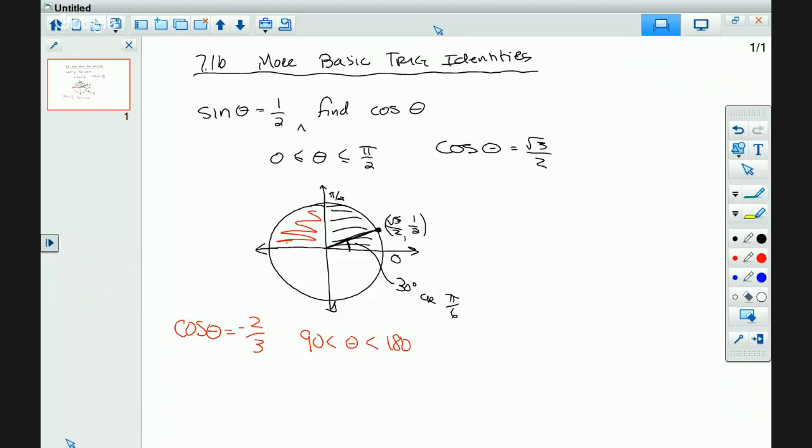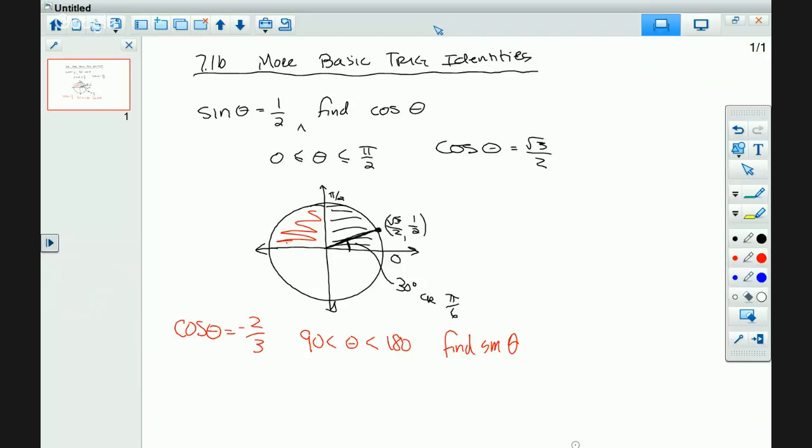What are we going to find? Sine theta. Now, cosine cannot be negative over here, right? Because the x values are all positive, right? So when you see a negative cosine and then your boundary, start thinking in terms of a different quadrant here. Is sine going to be positive or negative? Yeah, positive, because the y values are positive, right?